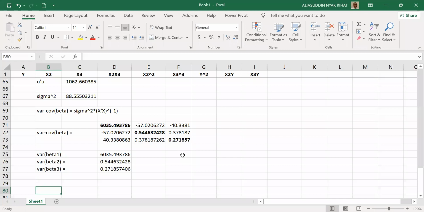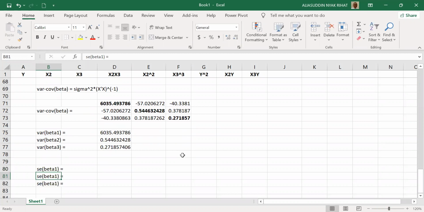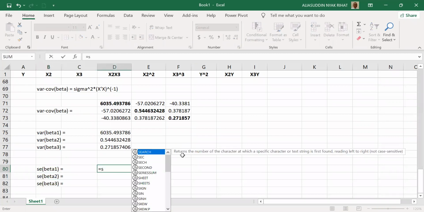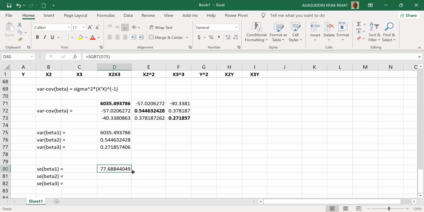Now if you want to calculate the standard error of beta 1, standard error beta 1 is equal to the square root of this one. Let me write down here first. We have to copy to standard error beta 2 and beta 3. Now we have standard error beta 1 until beta 3.